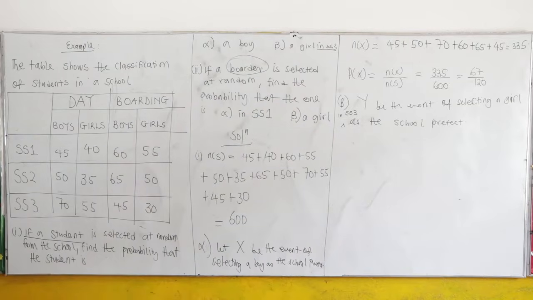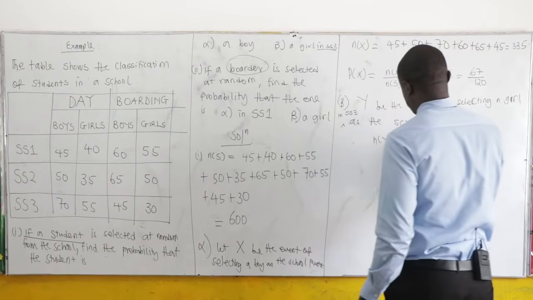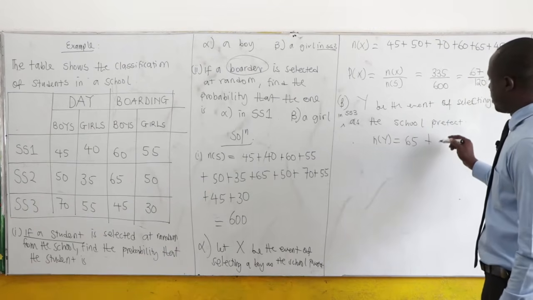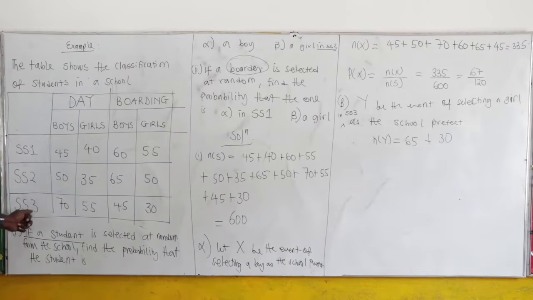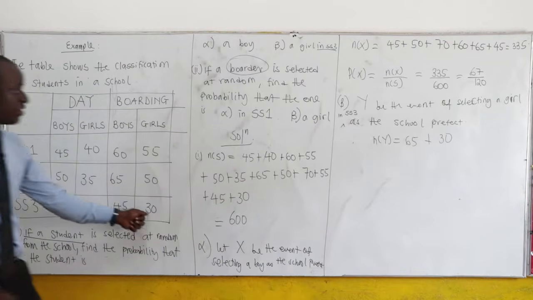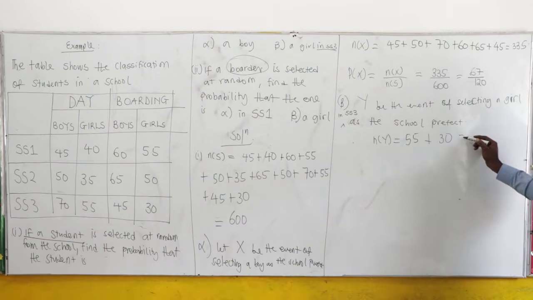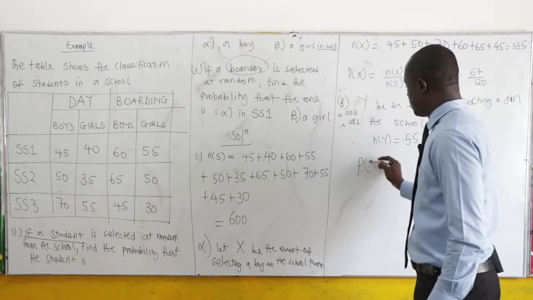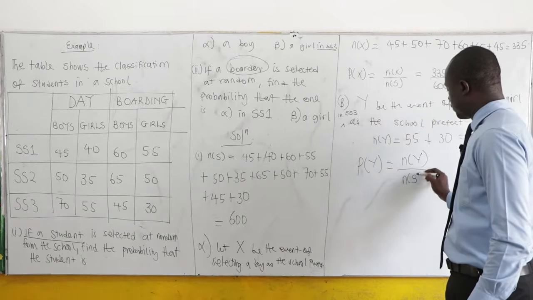Now, a girl in SS3. So let's come to SS3. What are the girls in SS3? That is 55, then 30. So our number of Y will be, not 65, but 55 plus 30. A girl in SS3. And when we add this, it is giving us 85.